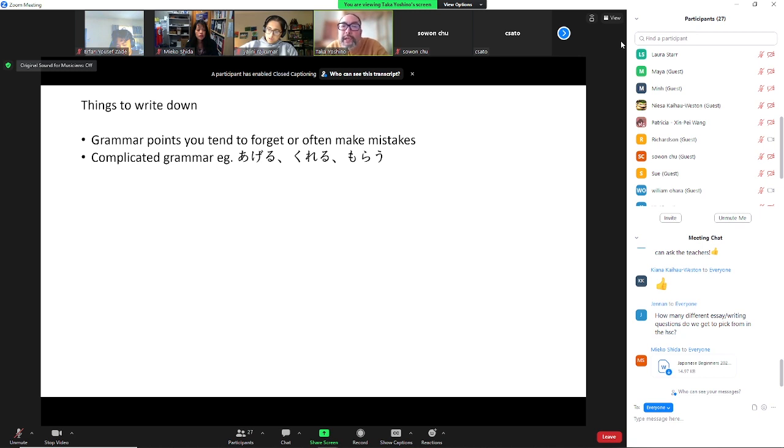Complicated grammar points, ageru, kureru, morau. Every teacher in New South Wales knows that ageru, kureru, morau is one of the most complicated grammar structure in beginners Japanese. So in other words, if you can use them correctly, you've demonstrated the ability to use one of the most complicated grammar structure in the course. So familiarize yourself, revise that part.